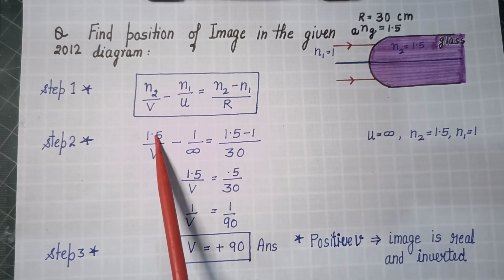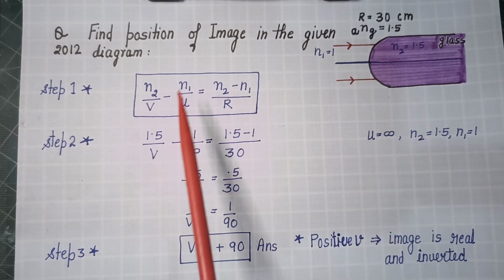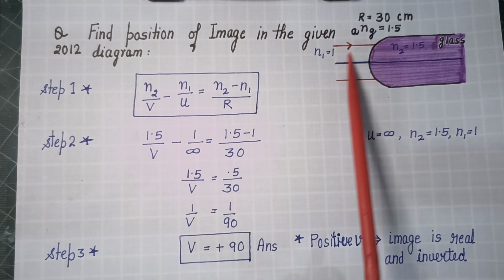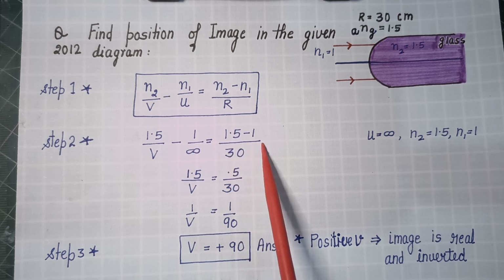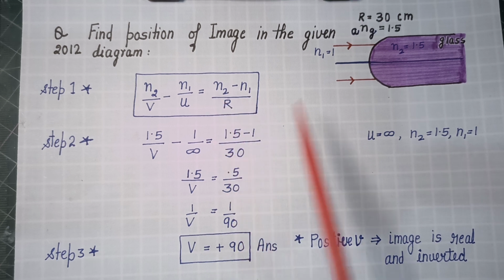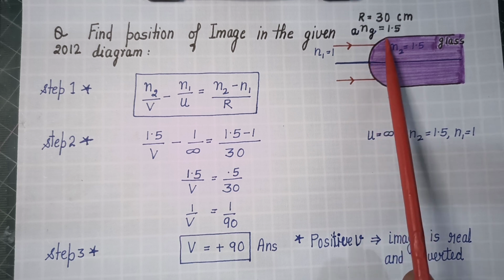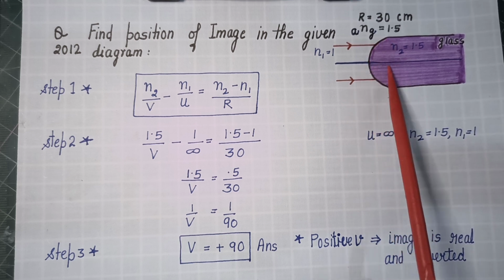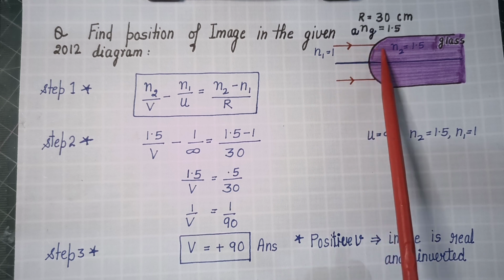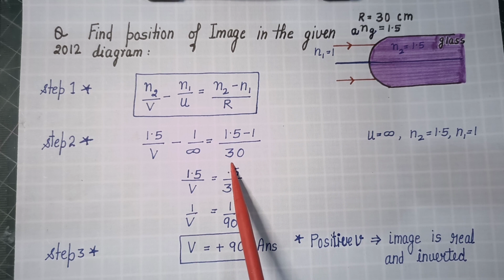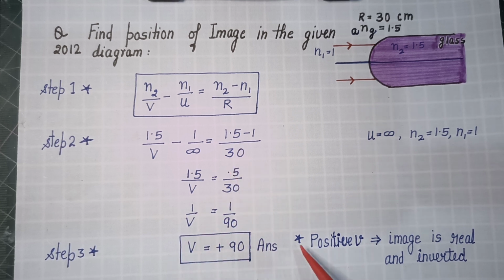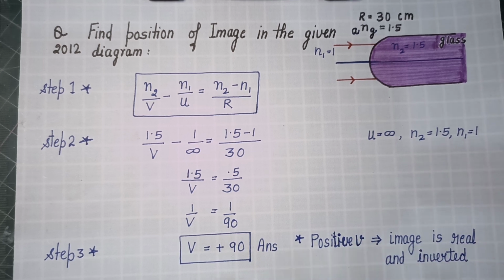So n2 is 1.5. v you want to calculate. n1 is 1. u, the rays are parallel, so the object is at infinity. u is infinity. n2 minus n1 upon the radius of curvature, which is plus 30. Because if you want to measure the radius of curvature of this surface, then you need to move towards the right, and the incident rays are also moving towards the right. So all the distances measured in the direction of the incident ray will be positive. Simple calculation will give you the position of the image as 90 centimeter, which is positive. Positive v means the image is real and inverted.